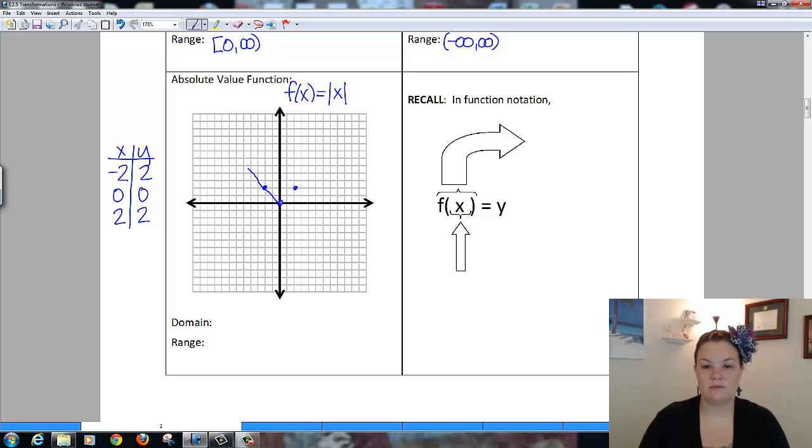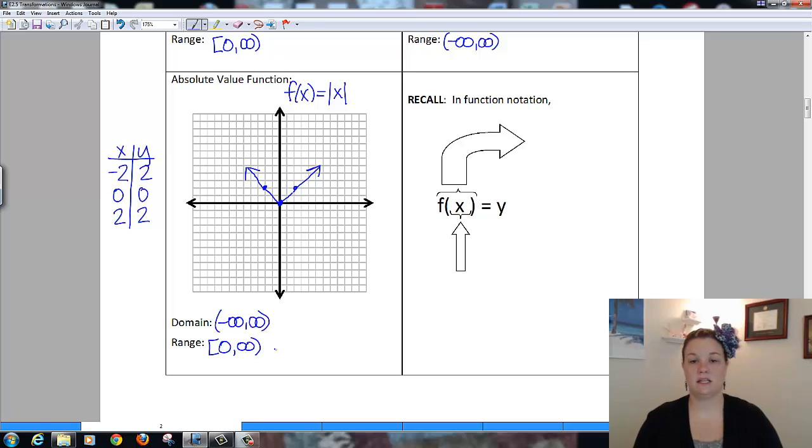So notice this just makes a nice V shape. And my domain of a nice V shape is going to be negative infinity to infinity because it keeps going left and right. My range, my lowest y value is 0, and then it's going to keep going on up to positive infinity. Okay. So these are the basic shapes that we need to know.